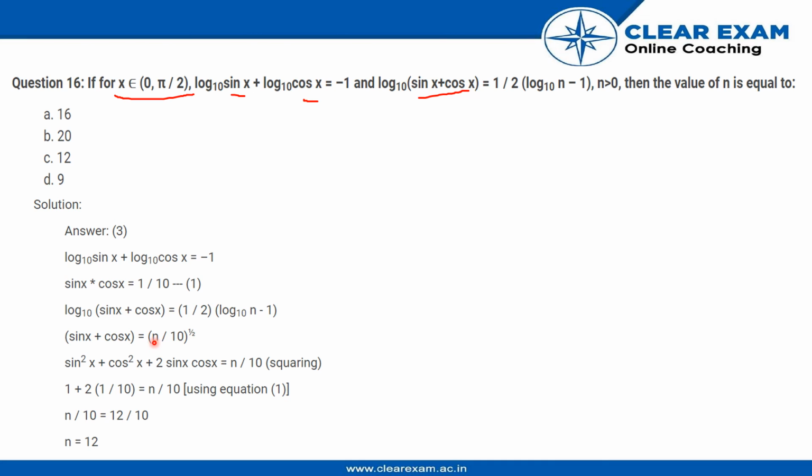When we square both sides, we have (sin x + cos x)² , which means sin²x + cos²x + 2 sin x cos x = n/10 - 1. We know sin²x + cos²x is 1 by the identity, and 2 sin x cos x is 2 times 1/10. So this becomes 12/10 = n/10, so n becomes 12. Thank you.